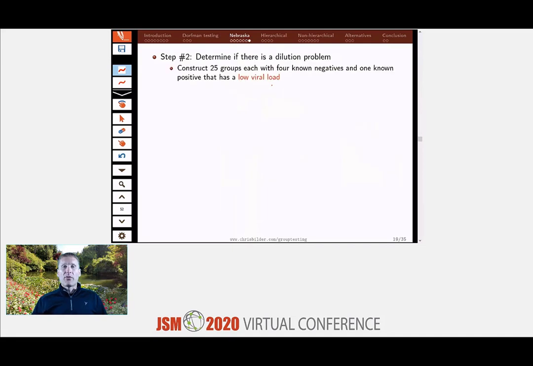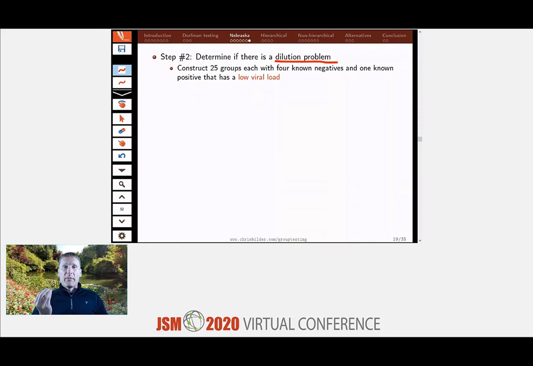Okay, so step one of the process was to determine what the optimal group size would be. Step two of the process is to determine if there is a dilution problem. And what that means is as follows. When you're forming a group of size 5, each individual specimen itself is now a smaller component of the overall specimen than if it would have been tested alone.